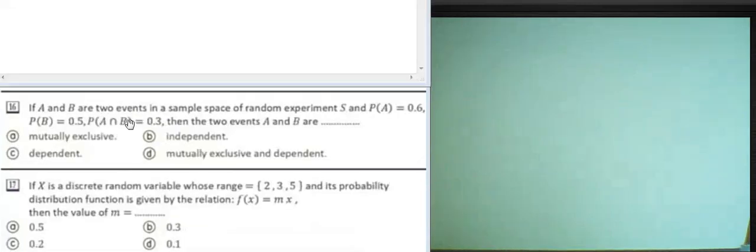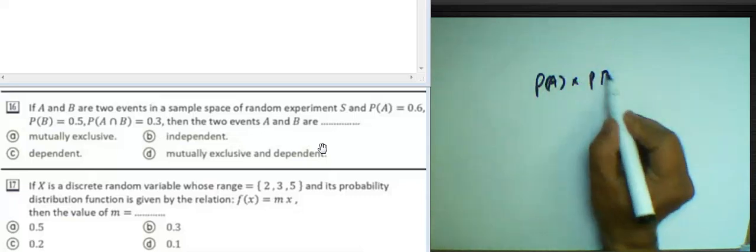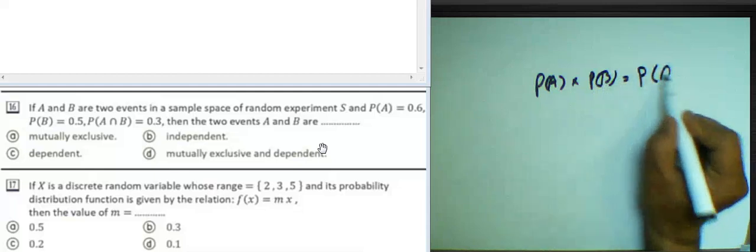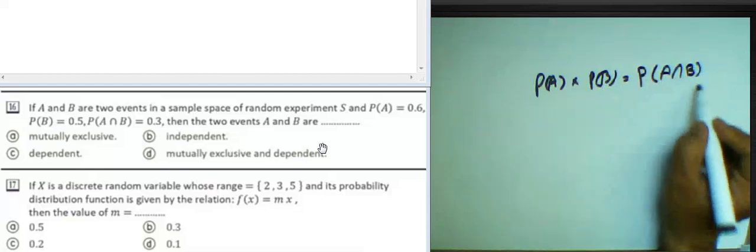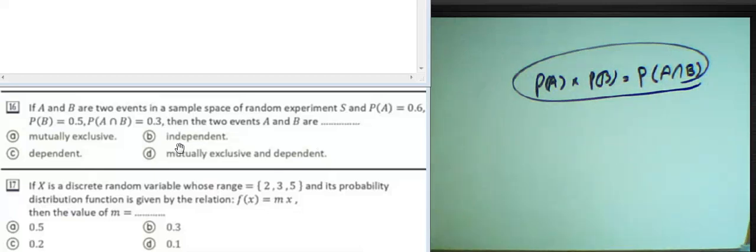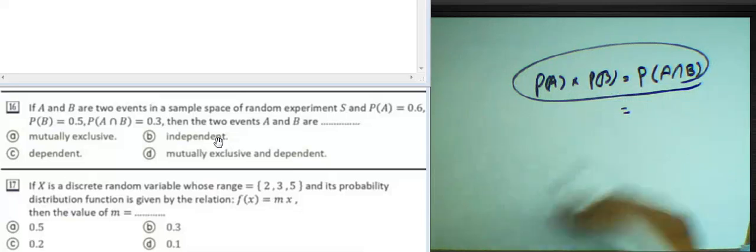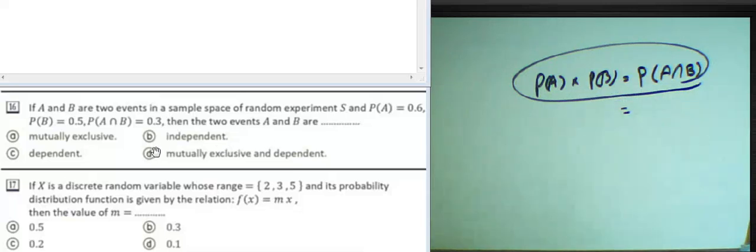Question 16. If A and B are two events in a sample space of a random experiment S, the probability of A is 0.6, the probability of B is 0.5, and the probability of the intersection of A and B equals 0.3, then the two events A and B are what? We know the probability of A multiplied by the probability of B equals the probability of A intersection B. If you get equality, we can choose independent, so we can say the two events A and B are independent.